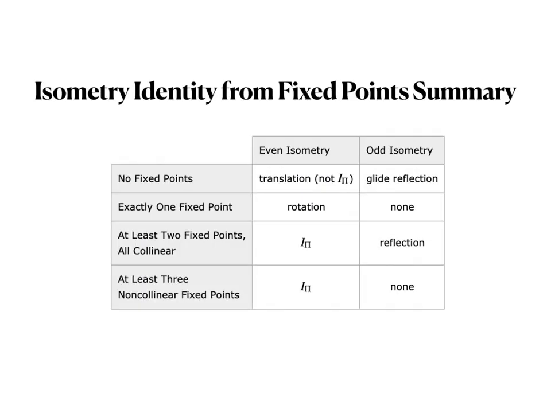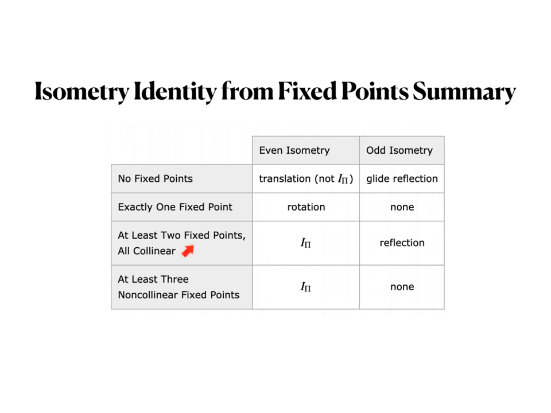Now, identifying the type of isometry can be done quite easily through locating the fixed points. So there are different options for even and odd isometries. If there are no fixed points, then if it's an even isometry, it's a translation. Remember, translations other than the identity mapping have no fixed points. If it's odd, then it's a glide reflection. If there's exactly one fixed point, if it's even, remember a rotation has exactly one fixed point, that's its center, and there are no odd isometries that have exactly one fixed point.